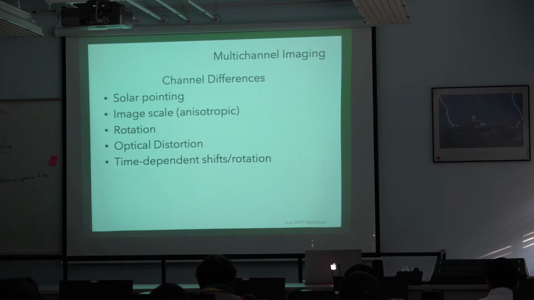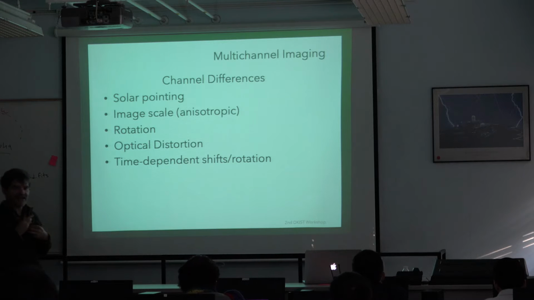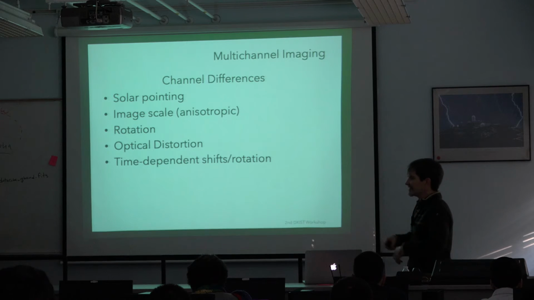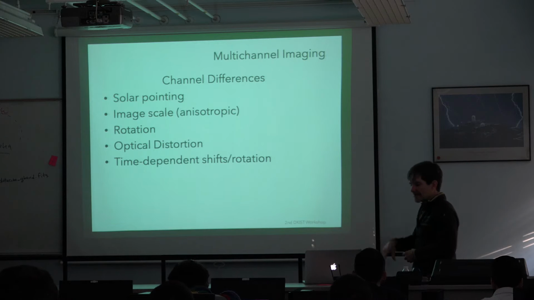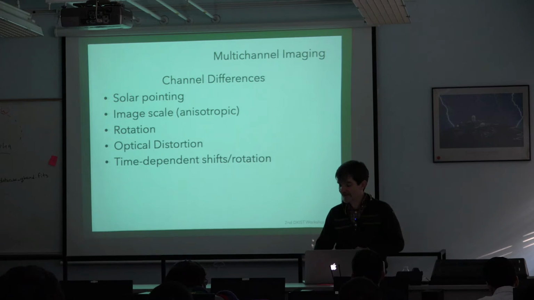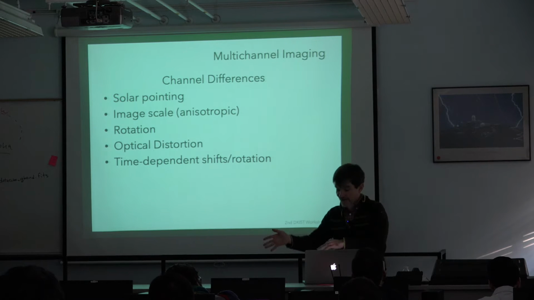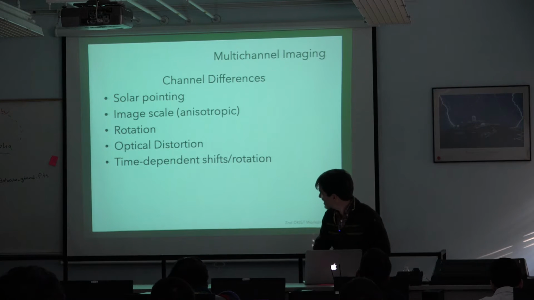Then there are some second order effects that you may or may not have to worry about, depending on the time. There's optical distortion that you can see with this grid. If that plate spacing isn't uniform across the whole image, then you can see that with the grid. There may also be time-dependent shifts in rotation. At least we see that in the DST. It's a 50-year-old telescope. Hopefully DKIST will be more stable in that respect.